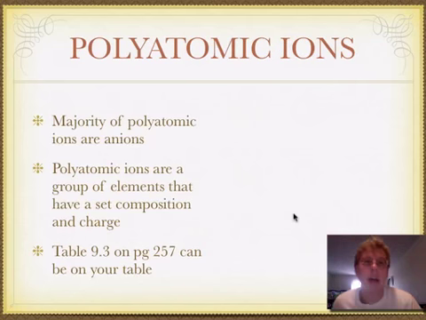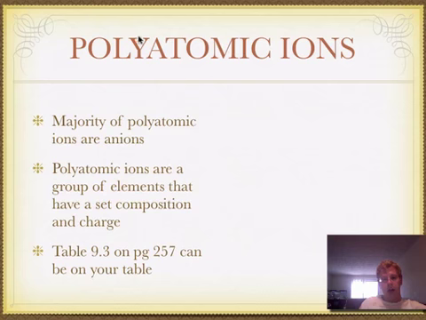The polyatomic ions work in a similar fashion, except now, instead of dealing with things that have multiple charges, we're talking about ions that are composed of multiple elements. So the majority of these are going to be anions, and they're found on table 9.3 on page 257. But they have a set composition and they have a set charge.